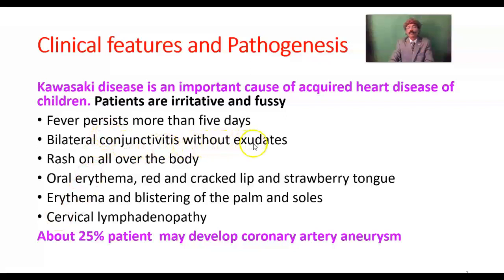Still, aspirin is used to relieve the fever of the patient. Bilateral conjunctivitis without exudate: red eye, the conjunctiva. The limbus area, the junction between the cornea and sclera, is usually not involved. Rash all over the body, with different shapes and sizes of rashes. Oral erythema, red color. Mouth, lip, there may be cracked lips, and the tongue looks like a strawberry. Erythema and blistering of the palm and sole is also possible, so the skin may peel eventually. Cervical lymphadenopathy, most commonly the anterior cervical lymph nodes are enlarged.